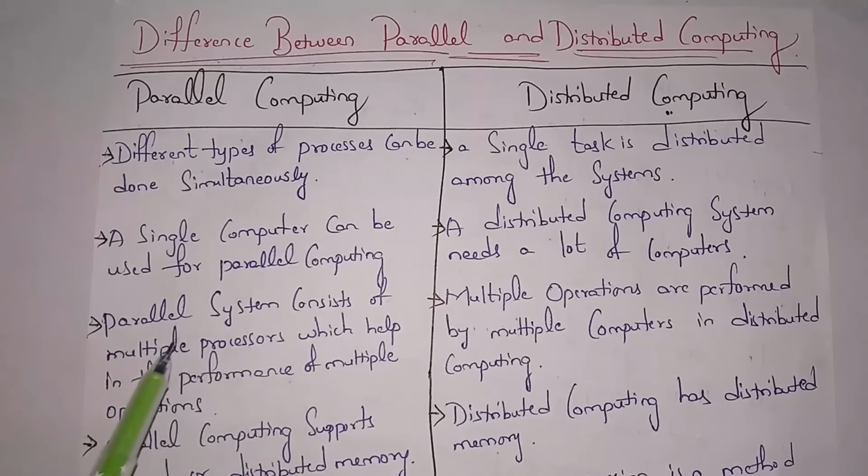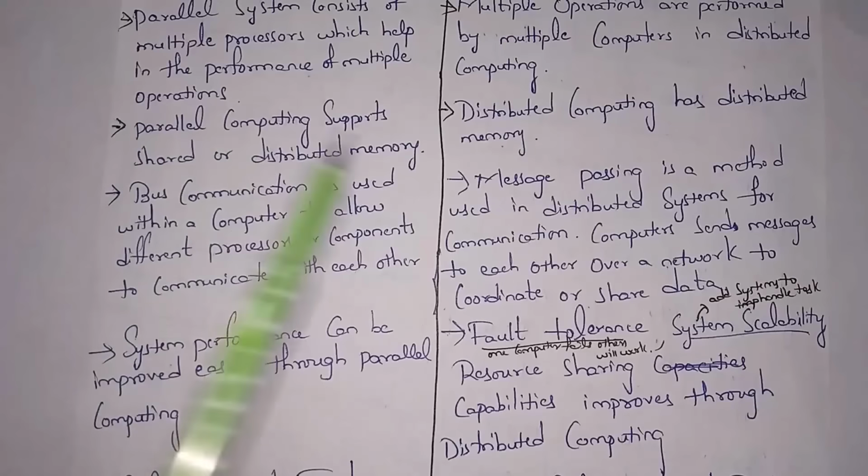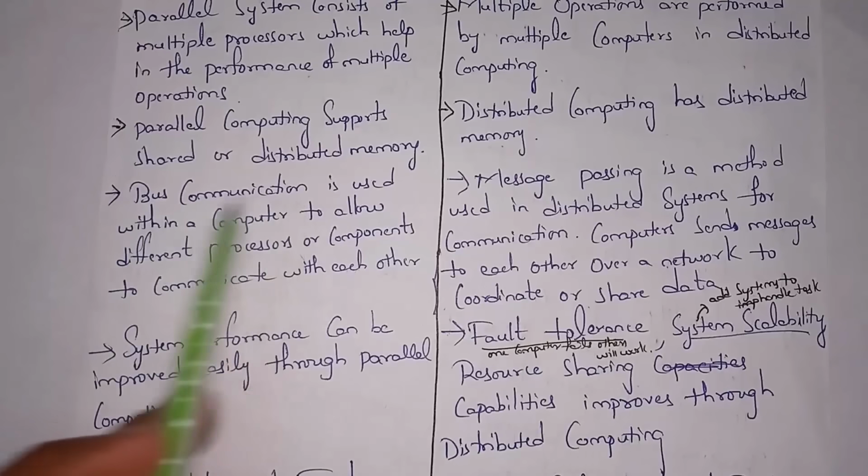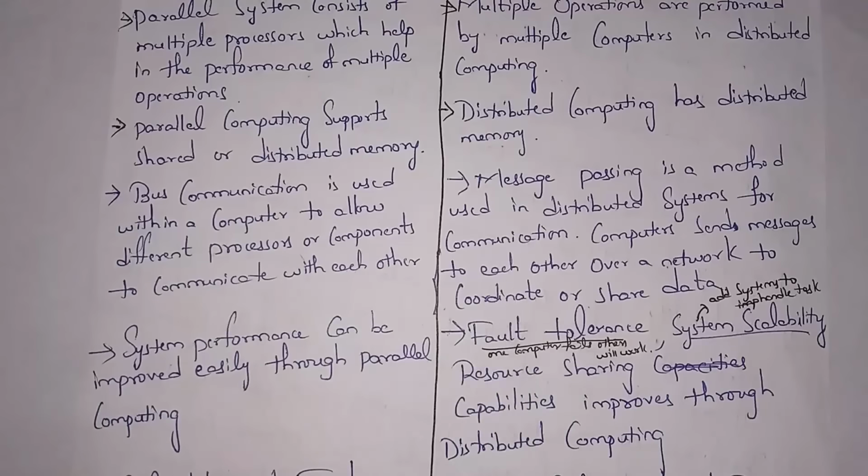Parallel computing consists of multiple processors in order to perform multiple operations. And whereas in distributed computing, multiple operations are performed by multiple computers in a distributed environment. Parallel computing supports shared and distributed memory, and whereas distributed computing supports distributed memory. And whereas in parallel computing, bus communication mechanism is used for communication, and whereas in distributed computing, message passing mechanism is used for communication. As there are multiple processors inside single computer, system performance can be improved in parallel computing.